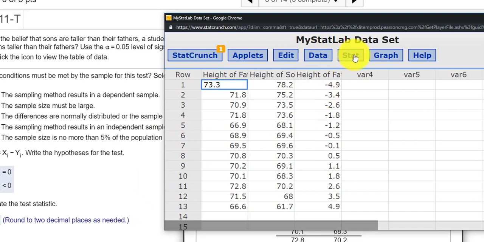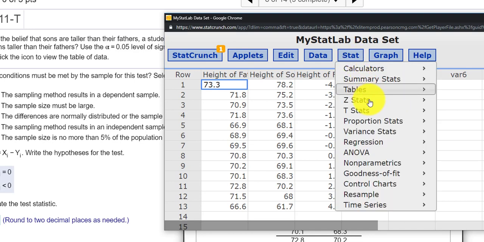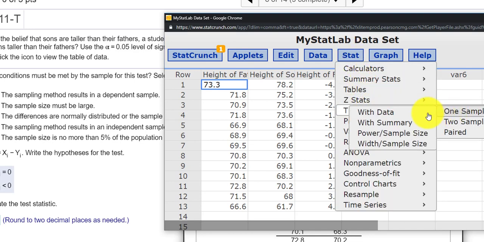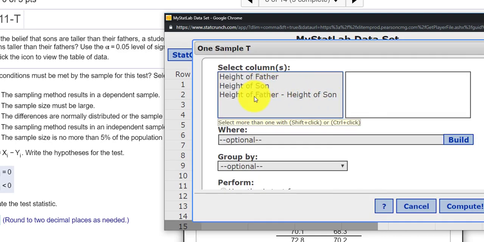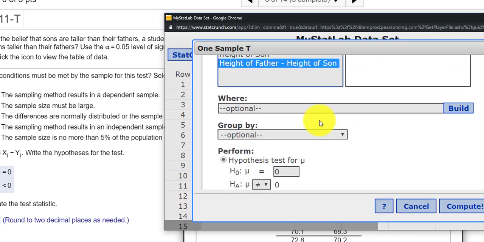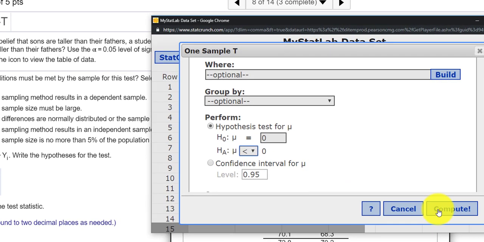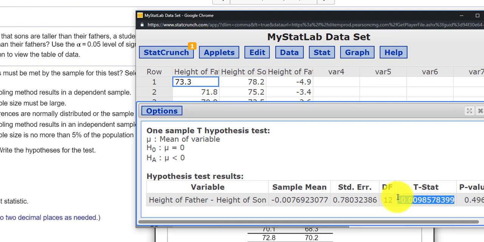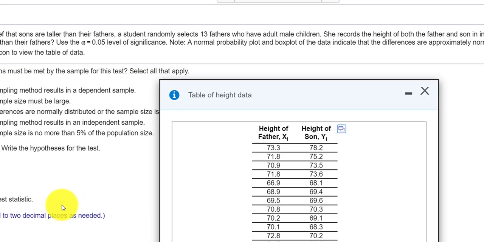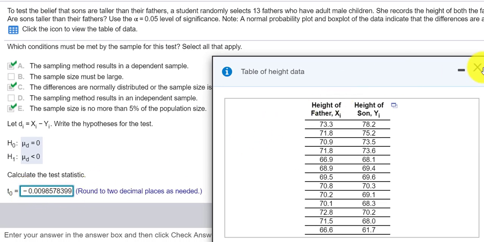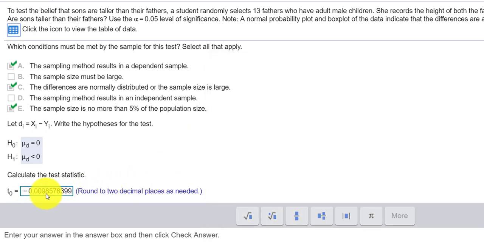If I press stat, t-stats, one sample with data, and we're going to use this column here, and we'll do a hypothesis test. The difference equal to 0, and the alternative that the difference is less than 0. Press compute. Here is my t-stat, so I enter that here. Remember, we have to round to 2 decimal places. So this is 1, 2. It looks like we have to bump this up to 1. Okay, I check my answer.